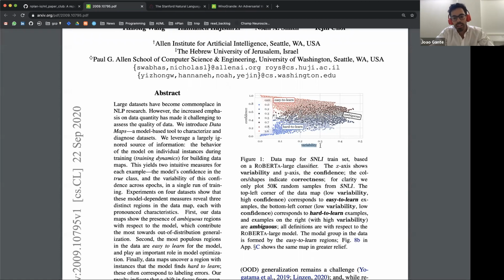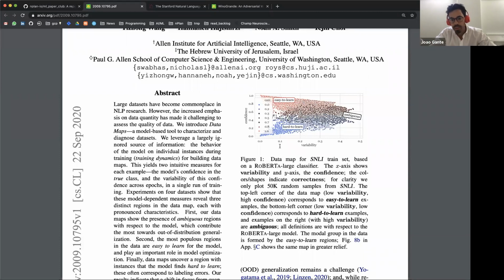Then the second variable is the variability. How does the probability in the argmax and the correct class change as the model is being trained? And the third variable, which corresponds to the colors and to the symbols, is the correctness, which is the percentage of time that the classifier is working correctly for each sample. So given these 3 variables, you can build this map.